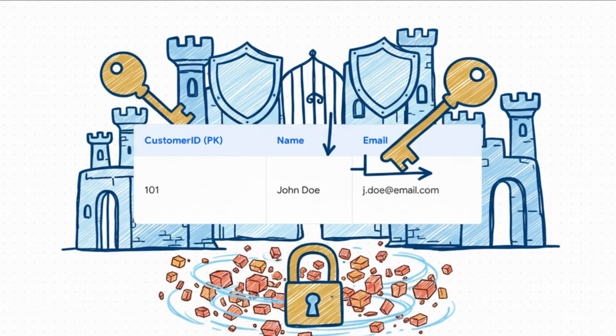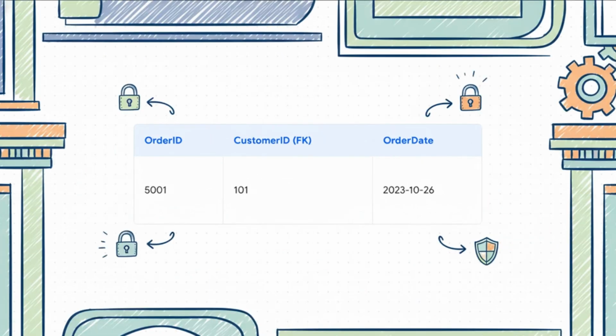Let's make this crystal clear with an example. So here we've got our customers table. Pretty simple. And you can see that customer ID is our primary key. It's the unique identifier for every customer we have. Okay, now here's our orders table. Notice it also has a customer ID column. Right now, it's just a column with numbers in it. But we're about to give it a superpower by making it a foreign key.